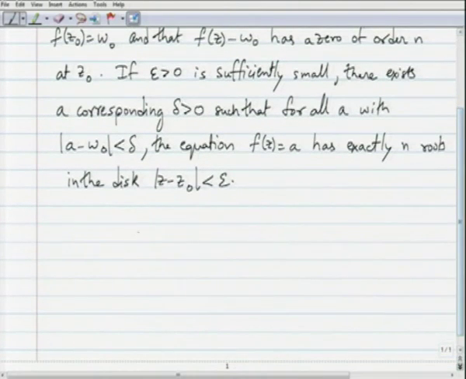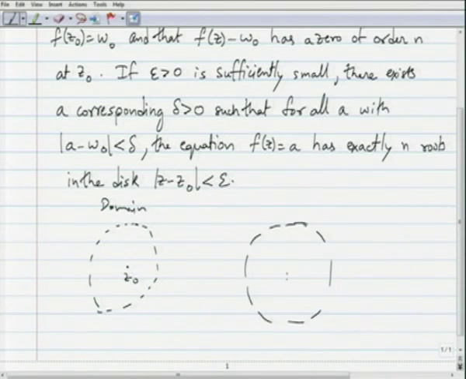So, a picture for this is definitely in order. Here is an epsilon neighborhood of z naught. This is the domain, and this is the range. Here is w naught equals f of z naught, and f takes z naught to w naught.